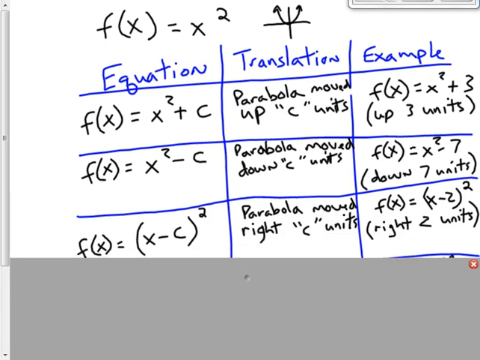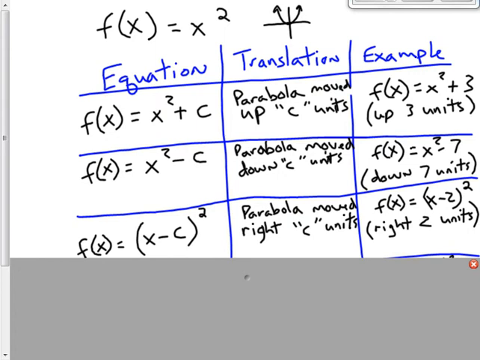Here's where it gets a little bit tricky. If I put something inside the function, which usually means inside parentheses, underneath the square root, or inside absolute values, anytime I'm adding or subtracting inside, it actually does the opposite of what you would think. You would think that minus c would move something to the left, but it doesn't. It actually moves it to the right. So the parabola moved to the right c units.